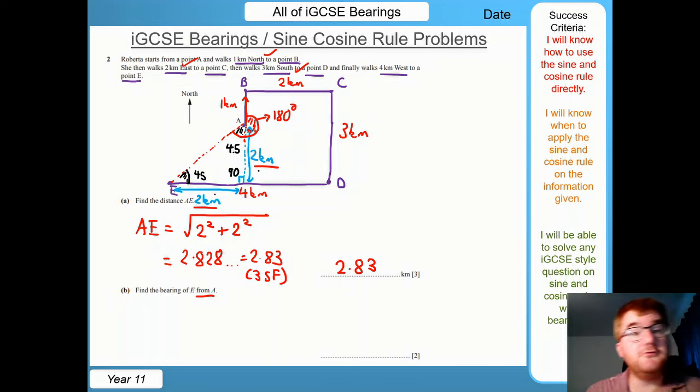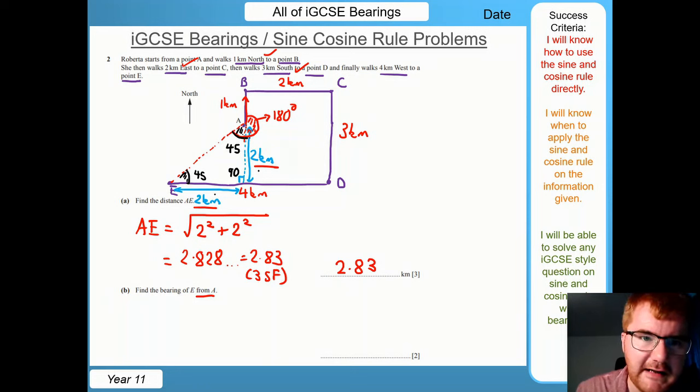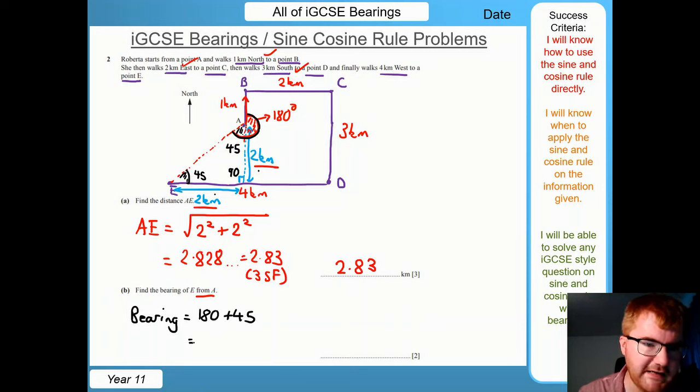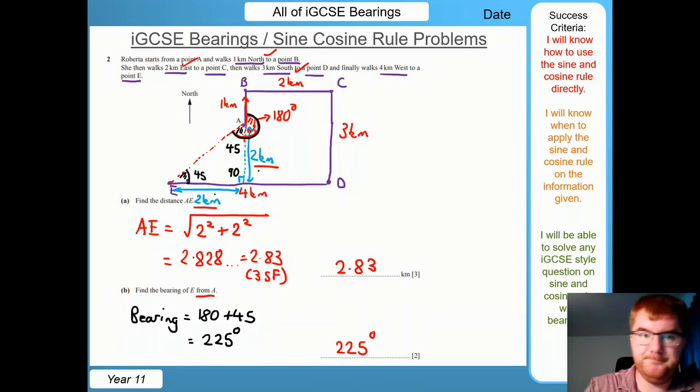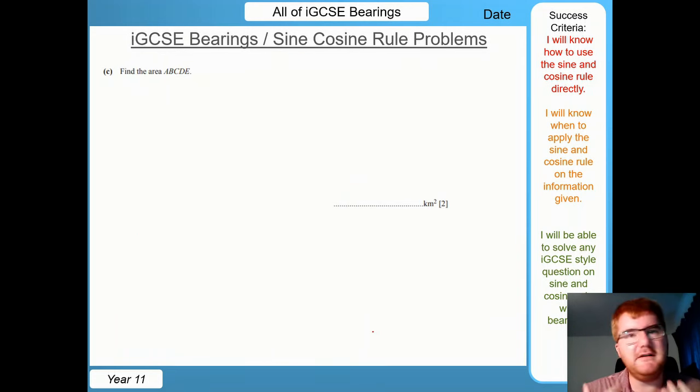Now, we could have used trigonometry to work that out as well. But again, if you have the opportunity, try and save your time in the exam. That's not the answer to the question because we want the entire angle here. So to show my working, I'm going to go bearing is equal to 180 plus 45. Again, you can use a calculator for this. And that gives you 225 degrees. Notice that is the correct answer because it already has 3 digits. So that's 225 degrees.